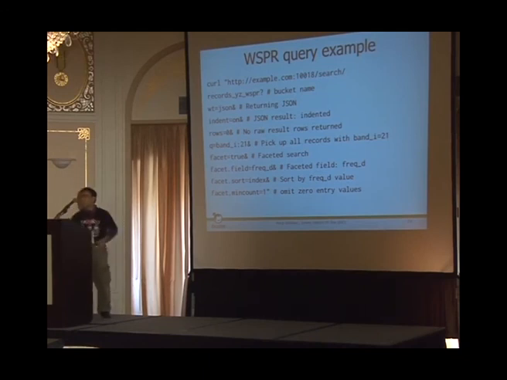So let me talk about the query example right here. It's a search, giving a bucket name here, returning the value as JSON with indent on, and rows 0 means that I only want numbers, no real data. And this is a query condition where the band in megahertz will be 21.